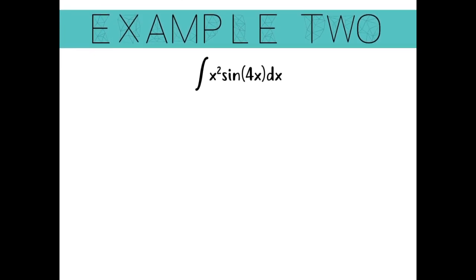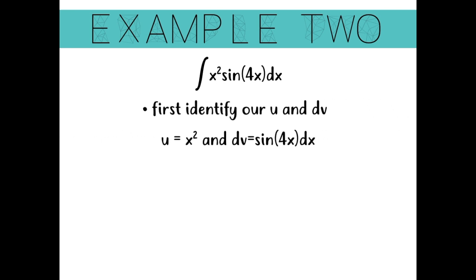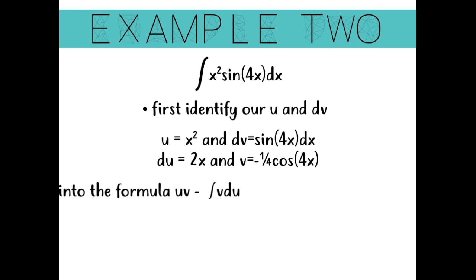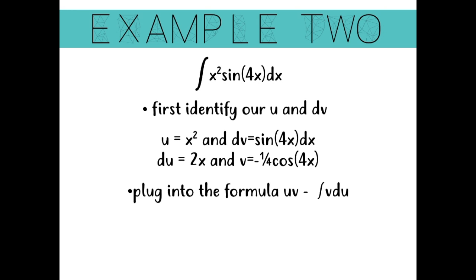Integrate x squared times sine of 4x dx. First we need to identify our u and dv. X squared will be u and sine of 4x dx will be dv. So du will be 2x and v will be negative 1/4 cosine 4x. So now we can plug it into the formula uv minus the integral of v du. We get negative 1/4 x squared cosine 4x minus the integral of negative 1/4 cosine 4x times 2x dx.